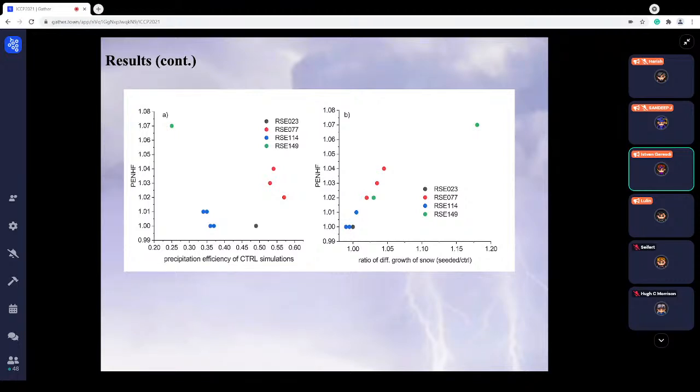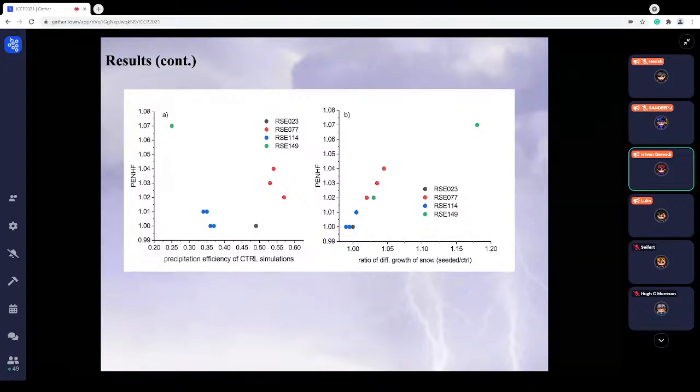And if we go up, you can see here that, for example, in the case of 1.07, it means that in this case the seeding increased the amount of precipitation by 7%. So the dots in figure A show that there is no straight relation between the precipitation efficiency of the control case and the precipitation enhancement factor. But if we move to figure B, we can see a more straight relation.